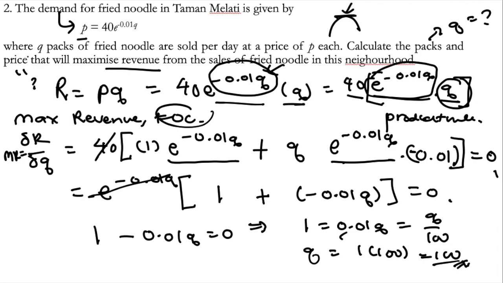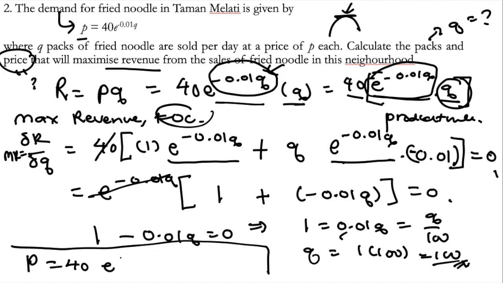But we haven't answered the question about price here. How do we find price? For price, you just need to substitute the 100 back into the price function, or demand function. Then calculate, what do you get? That's the answer. Is it clear?